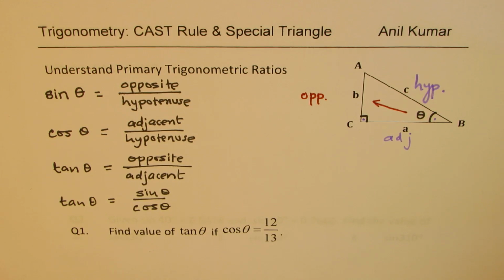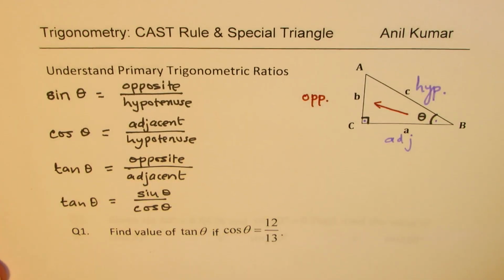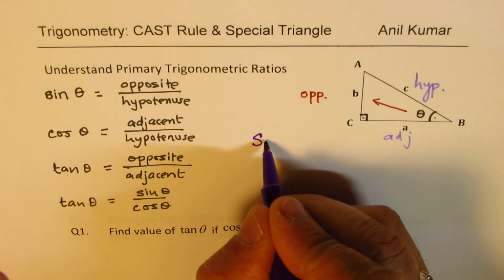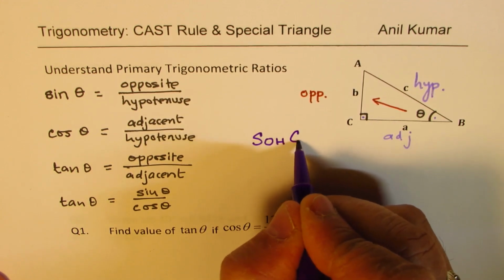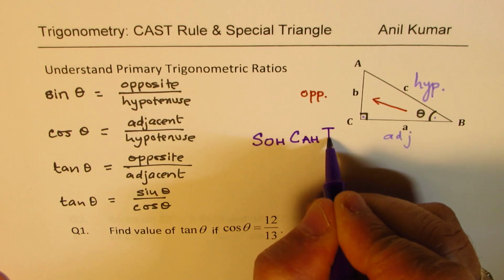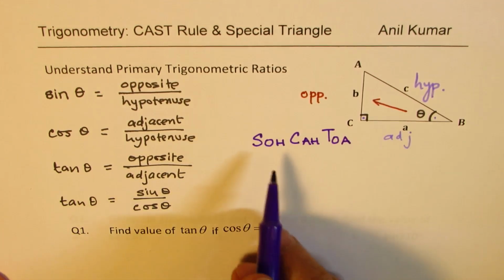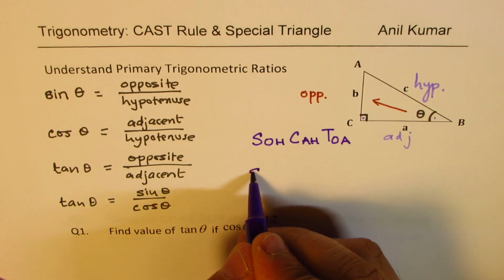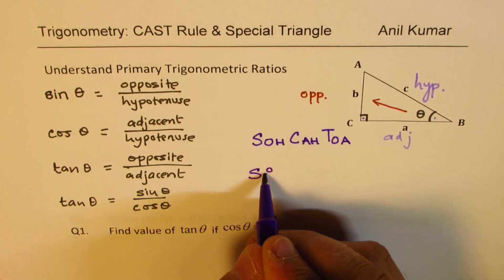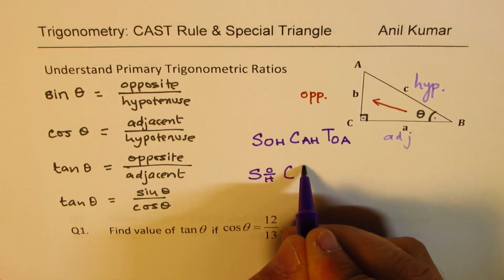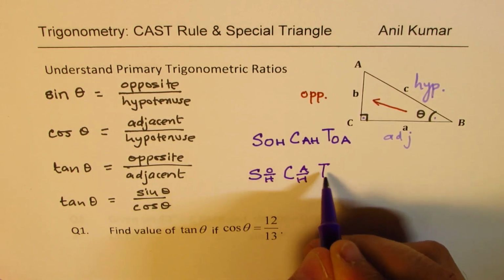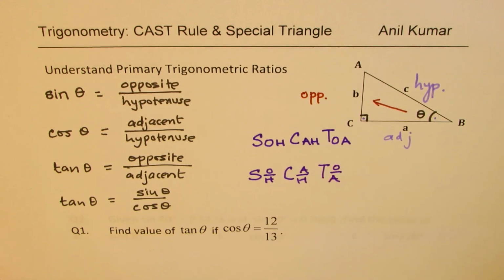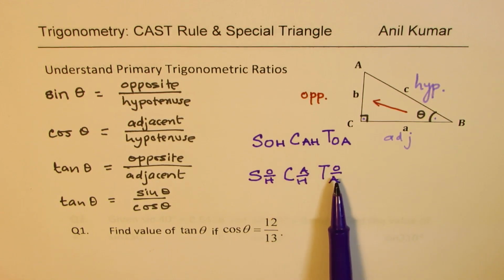A very easy way to remember this is by an acronym, SOHCAHTOA. Sine is opposite over hypotenuse, cos is adjacent over hypotenuse, tan is opposite over adjacent. Some people also write it in the other way, but either way, it is the same thing. Somehow you need to remember this, so follow the way which suits you best.